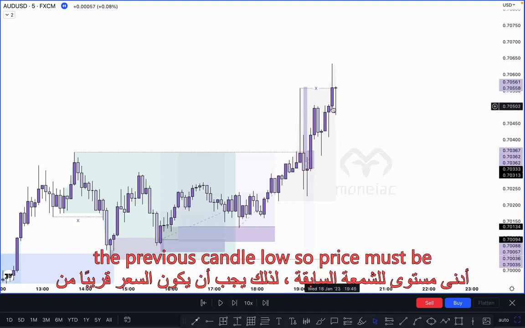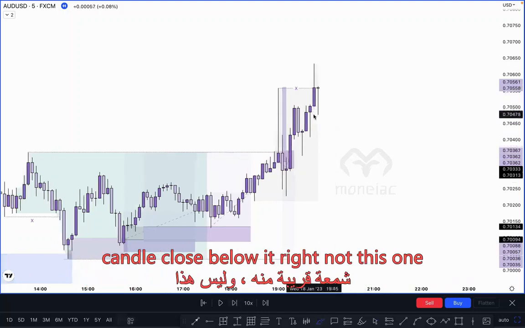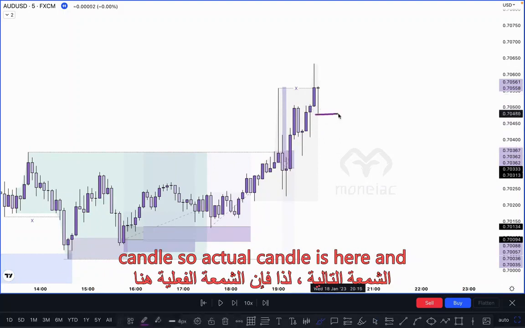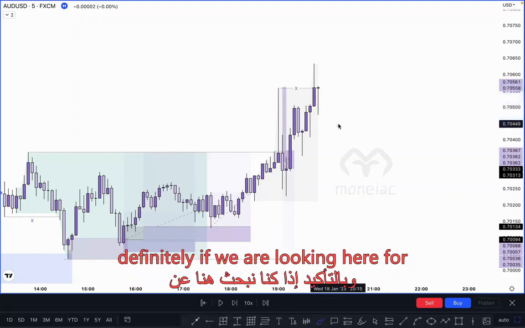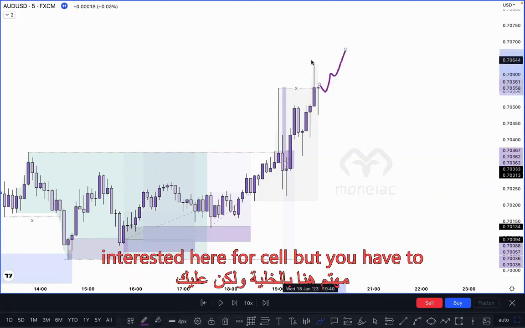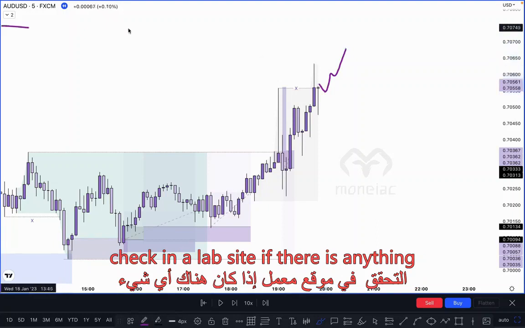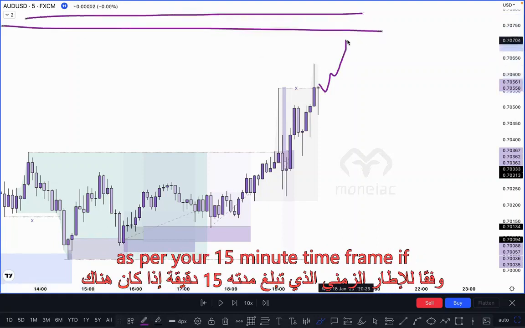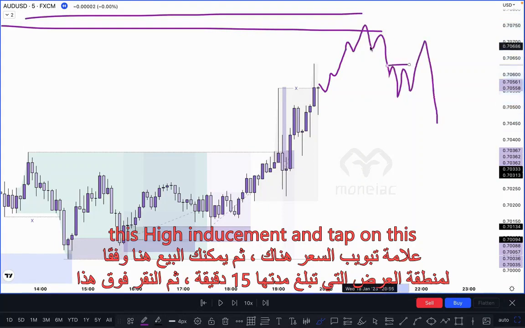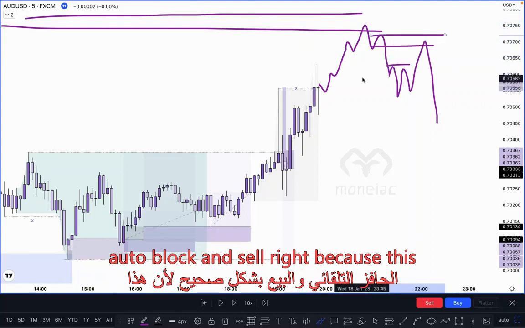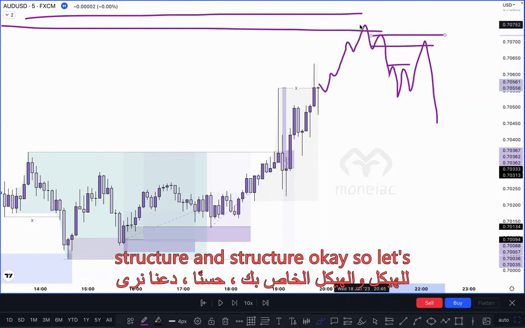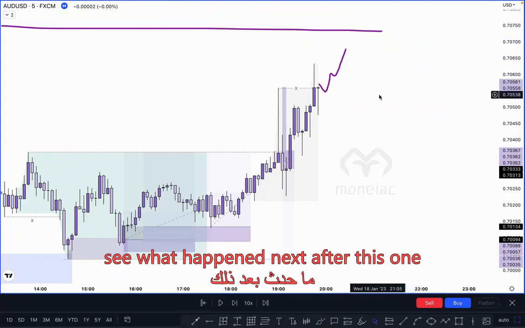This candle breaks the previous candle low, so price must close below it, right? Not this one, because this high was broken by the next candle. So the actual candle is here and price must close below it, then definitely we are looking here for a sell. If there is no candle close and price continues to go higher, then I'm not interested in selling here. But you have to check on the left side if there is anything as per your 15-minute time frame. If price taps there, then you can sell here as per your 15-minute supply zone, this high inducement, and tap on this order block and sell, right? This entry is not valid as per session timing, but it is valid as per your structure. Okay, so let's see what happened next after this one.